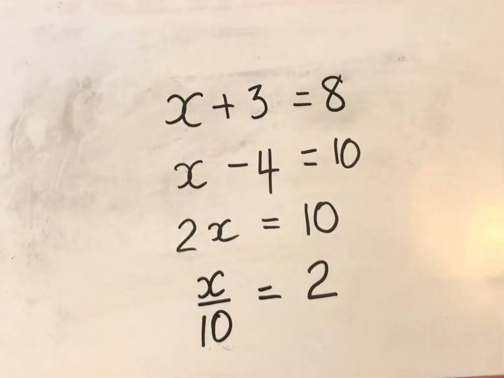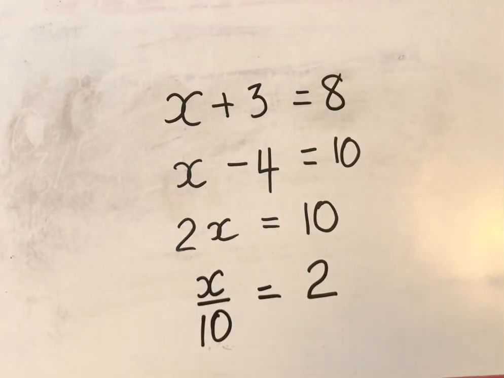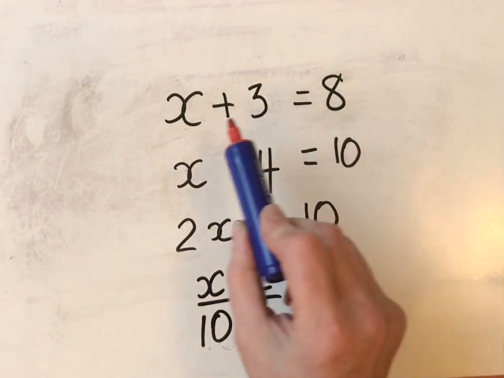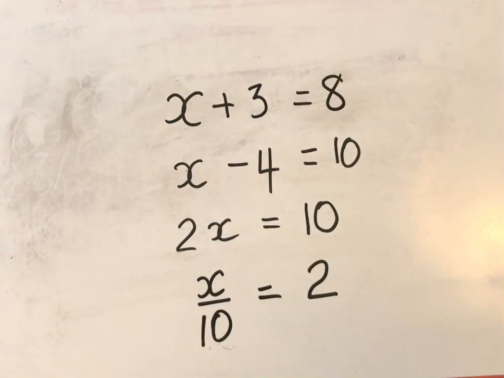This little video is going to show you how to solve one-step equations like x plus 3 equals 8, x minus 4 equals 10, 2x equals 10 and x divided by 10 equals 2. So the first thing to remember with equations like this is that there is only one solution, that's why it's an equation. There's only one possible value for the x.